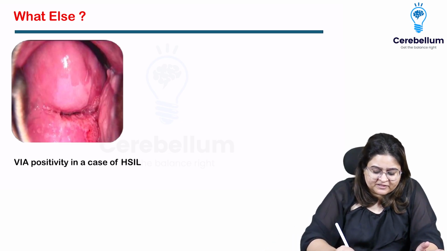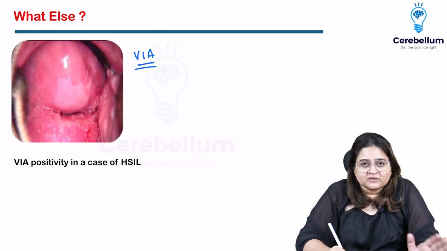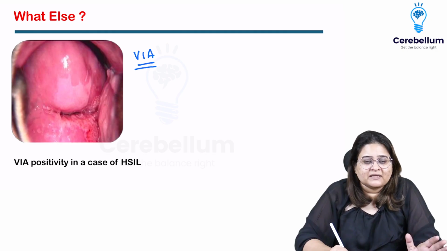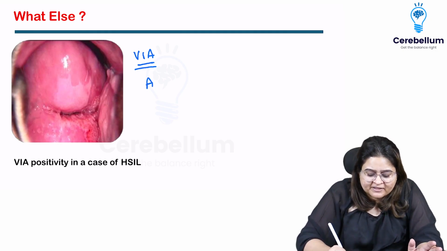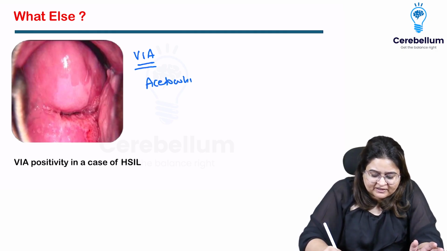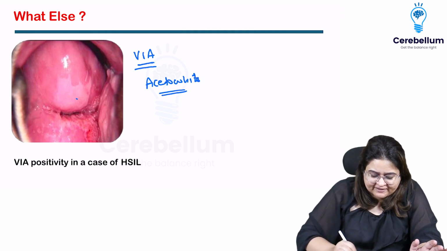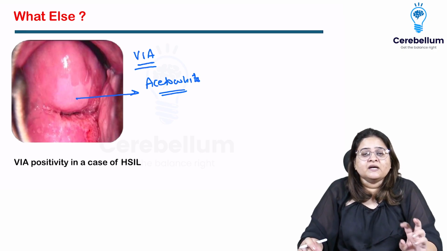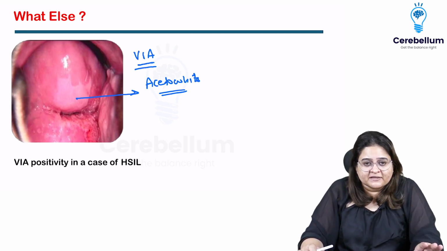The one you're seeing here is visual inspection under acetic acid, where acetic acid is put on the cervix, and if there's any pre-malignant or malignant area, it becomes aceto white in color. That means white in color, like this area here. So you know this is an abnormal area, and you know you should take a biopsy from this area.